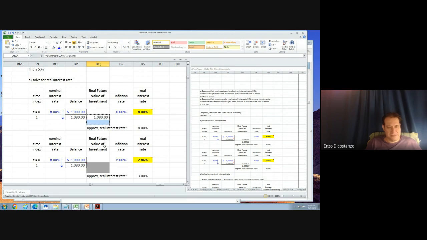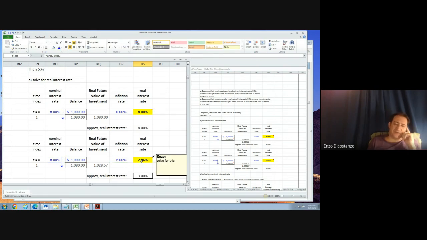And same thing with this. Copy, paste. 1,028. This is 1,080. So if there's no inflation, it's just 1,080. If there's some inflation eating into it, the real value is 1,028. It's not what 1,080 would buy, it's what 1,028 would buy. And then these approximations, this is just the difference. You just subtract 5 from 8 to get a quick approximation. Believe me, it's not that much work to get the 2.86.